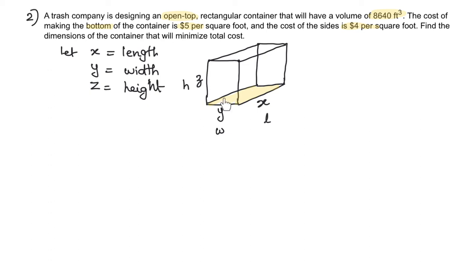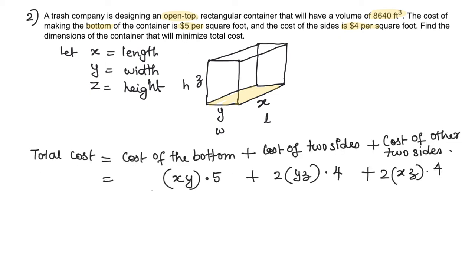We need to come up with the cost function. So area of the bottom is x times y and multiply that by the cost per square feet to get the cost for the bottom. And for the sides, these two sides are the same area. So this one will be y times z and this is also y times z. So 2 times y times z and you need to multiply that by 4. And this side and the opposite side both will have the same area. So that will be x times z and multiply by 2 because we have two sides and then multiply by 4 to get the total cost.